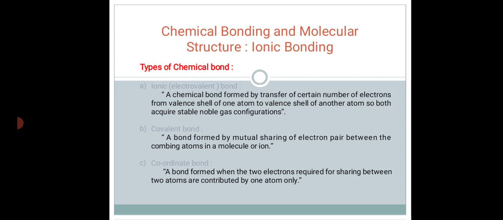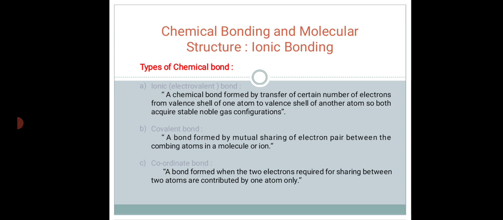The structure of ionic bond: Na gives Na+ plus an electron, and Cl gives Cl- ion, and both the Na+ and the Cl- combine to form a chemical bond.